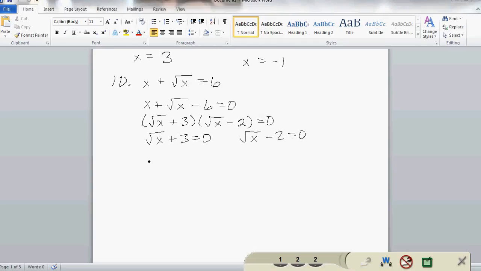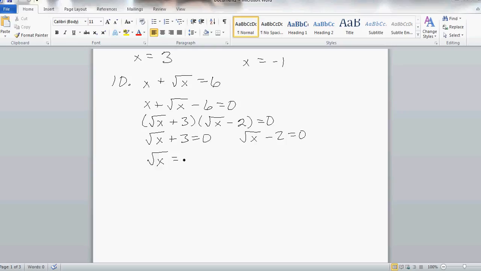Subtracting 3 from both sides, we get square root of x equals negative 3. And squaring both sides, x would equal 9. But here we look. What's the square root of 9? It's positive 3. So we have to eliminate that. Another way to look at it is in the original. Does 9 plus 3 equal 6? No. So we have to eliminate it.